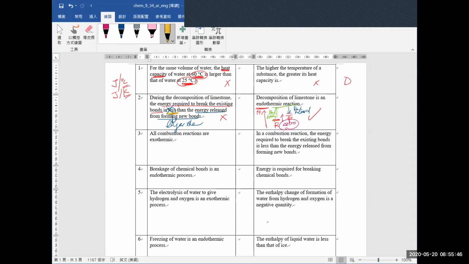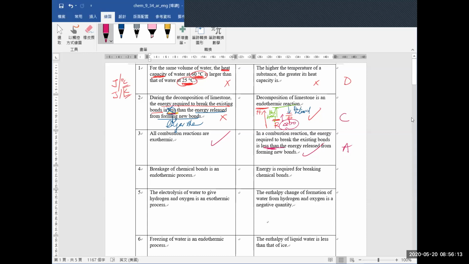Okay, good. Next, all combustion reactions are exothermic. In a combustion reaction, the energy required to break the existing bond is less than the energy released from forming bonds. Yes, cause and effect logic, right? So if you know something about this, you apply this concept. This time it's less than, it's correct, which tells us exothermic reaction is A. Good.